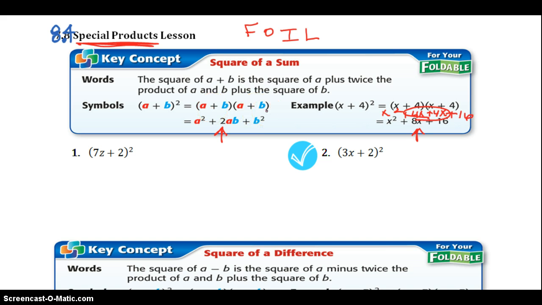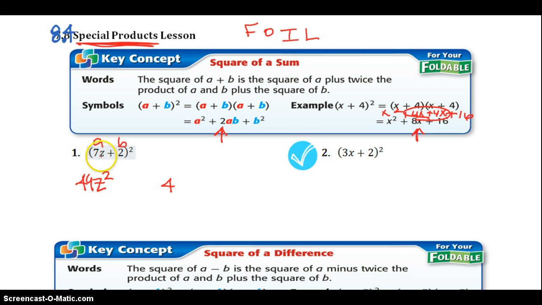So let's see if we can do number 1 without doing the FOIL method, trying to use the shortcut. So my first term is going to be a. This is my a and this is my b. So it's going to be a squared. So 7 times 7 is 49z squared. My last term is going to be b squared. 2 times 2 is 4.